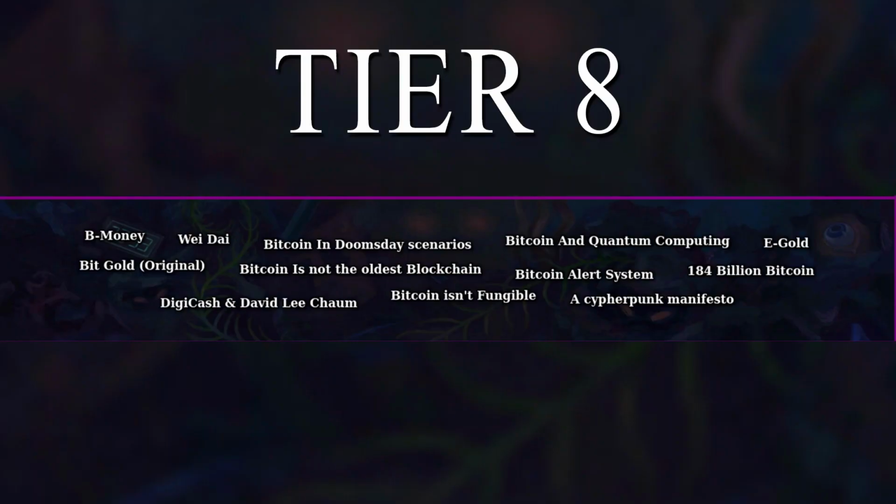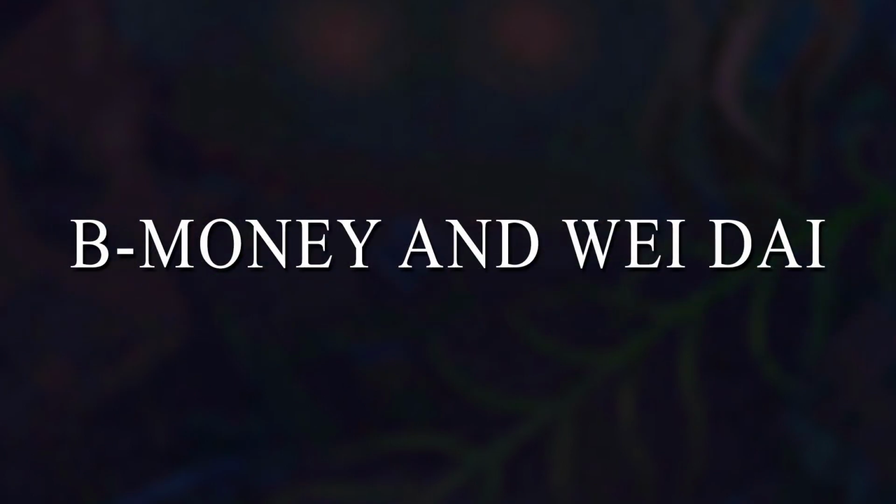Now we're on to the last tier of the iceberg. This goes over many things that are in tier 7 and other things as well.